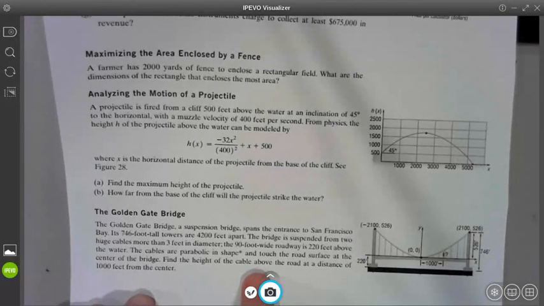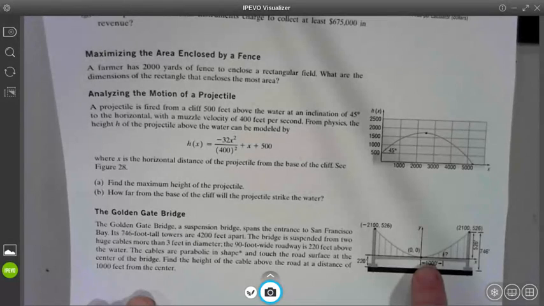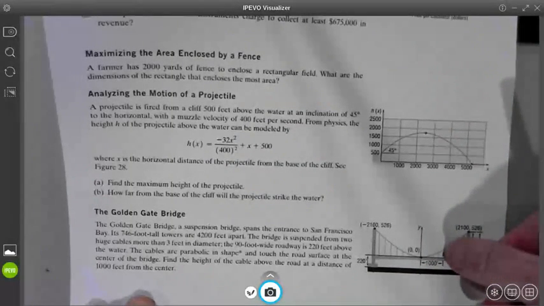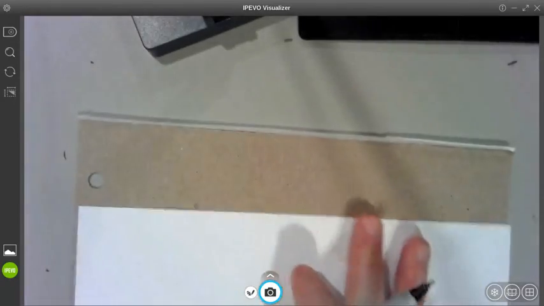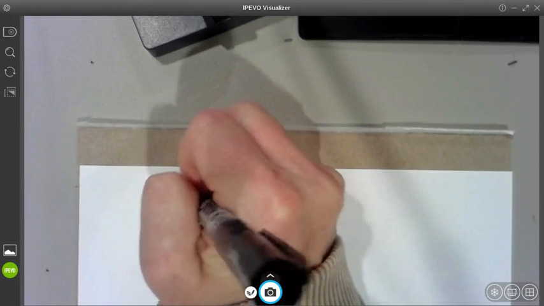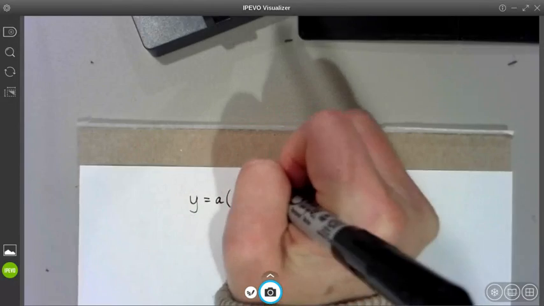They want to find the height of the cable above the road at a distance of 1,000 feet from the center. So they're saying 1,000 feet to the right of your center. They want to know what is the height of that cable right there. Okay, well, first we have to come up with an equation. Well, the equation is pretty simple in the sense that the parabola itself is centered at 0, 0. So guys, we have vertex form to write the equation of a parabola, especially when you know the center, right?